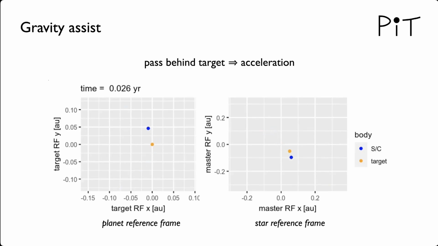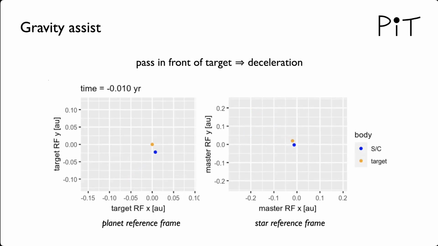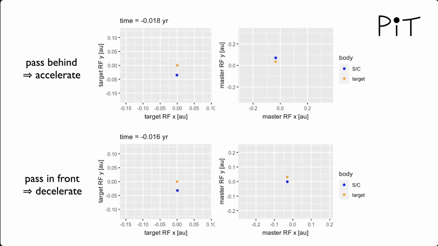But we can also arrange for the spacecraft to pass in front of the planet. The motion of the spacecraft relative to the planet, as shown on the left, is the same as before. But because the periapsis now occurs at a different point relative to the direction of travel of the planet, the spacecraft is now decelerated, as we can see in the video on the right. Take a moment to compare these two videos, the spacecraft passing behind the planet in the top panel and the spacecraft passing in front of the planet in the bottom panel.